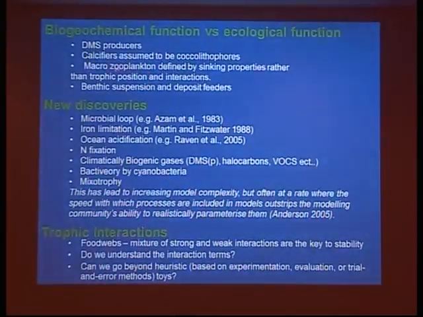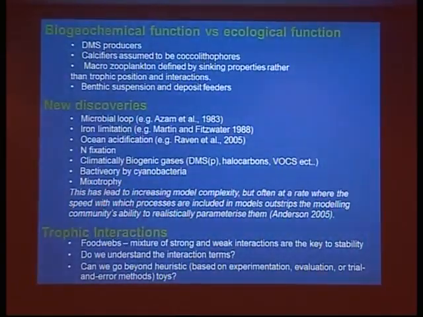The same is true for calcifiers that are included in the models. Generally, we assume that they're coccolithophores. And big zooplankton are defined as sinking parameters in sinking compartments in the models, and their trophic interactions are not detailed. Benthic suspension and deposit feeders, some models include them, but most models are missing them. And there are new discoveries. For example, the microbial loop is not that new, but we need to carefully include it in the models.